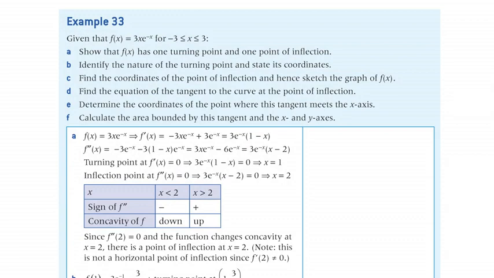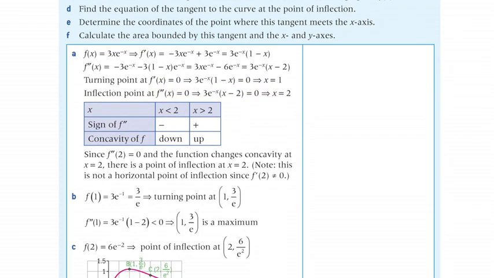Equating the second derivative to 0 gives f double prime of x equals 0 implies 3e to the negative x multiplied by x minus 2 equals 0 implies x equals 2. Since f prime 2 is not equal to 0 and f double prime x equals 0, the function changes concavity and there is a point of inflection at x equals 2. With this working, you have shown that there is one turning point and one point of inflection.